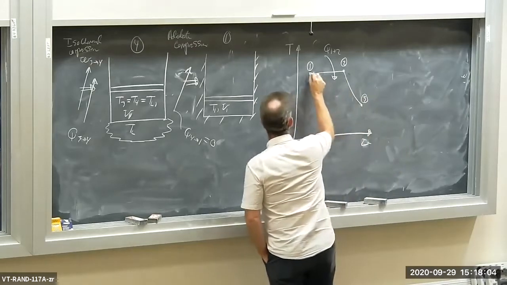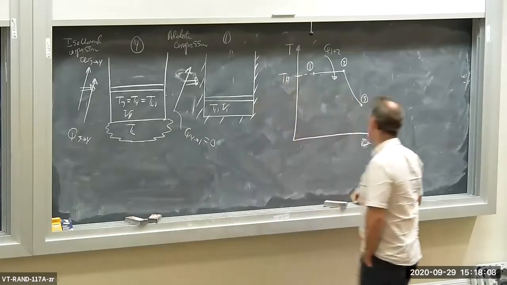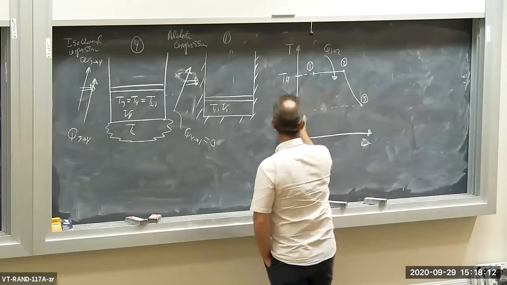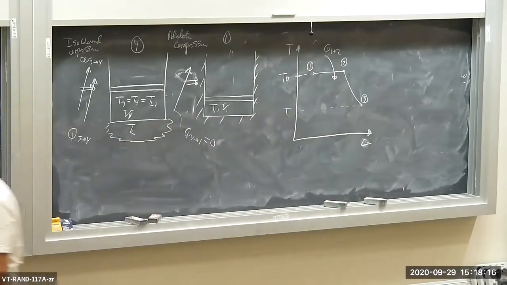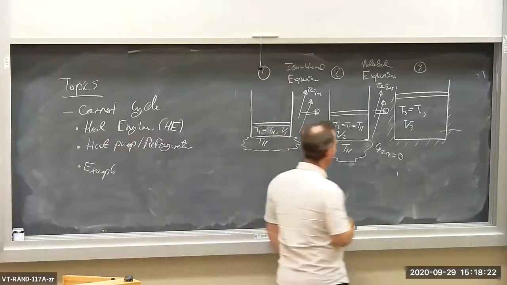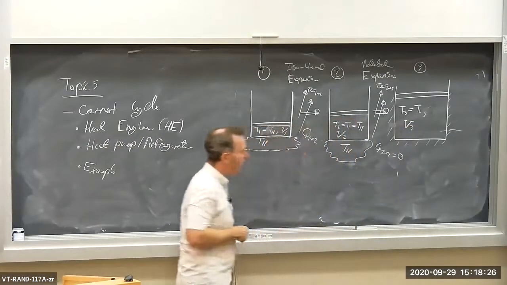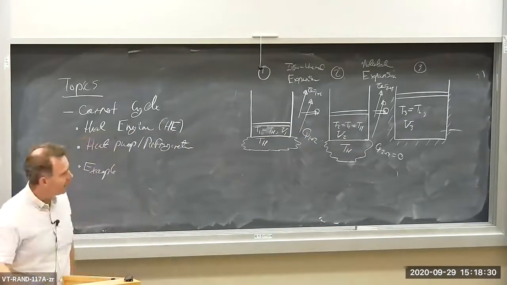By the way, these temperatures here, so this is T high. And down here, we expand it until we get to the low temperature reservoir temperature. Okay? 2 to 3, we expand it until we get to the low temperature reservoir temperature. No heat transfer going on 2 to 3. It is adiabatic.